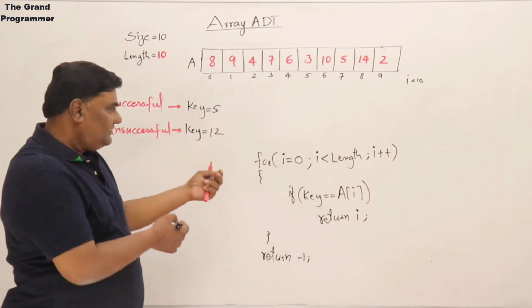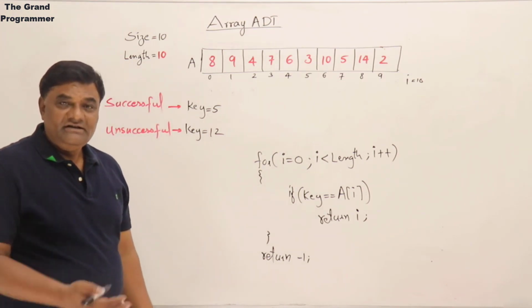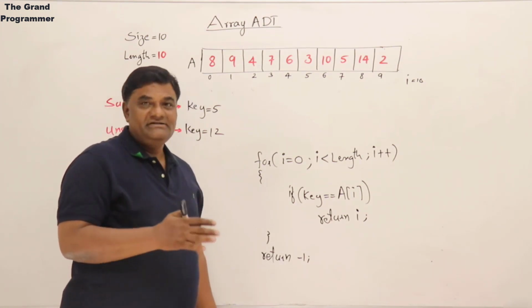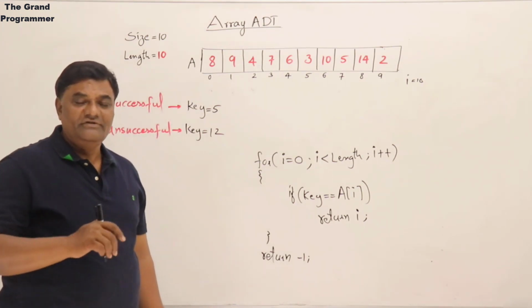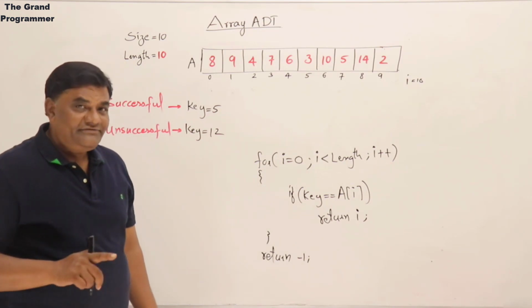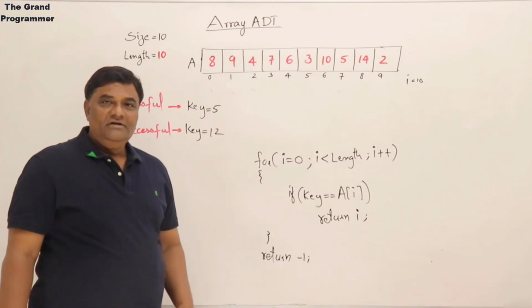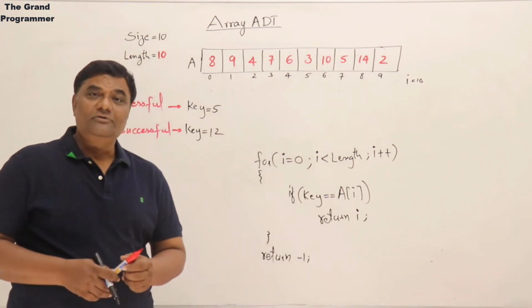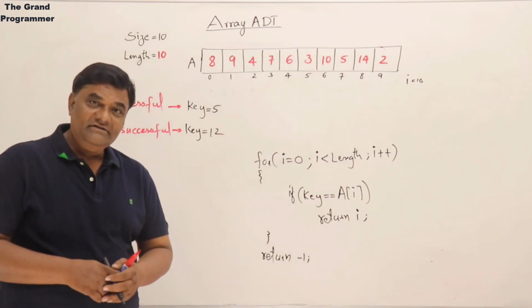So if you are calling this procedure, and you got -1, it means the element is not found. If you got a valid index, it means the element is found. So that's how you can know whether the search was successful or unsuccessful. So this is about linear search. Let us analyze and find out the time complexity of linear search.